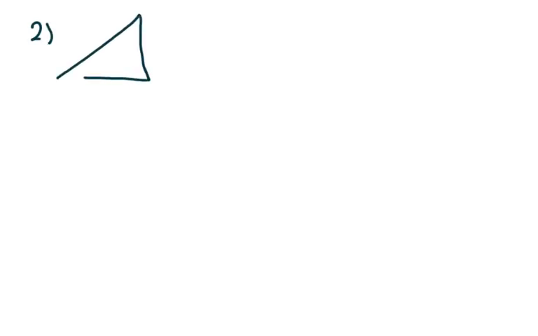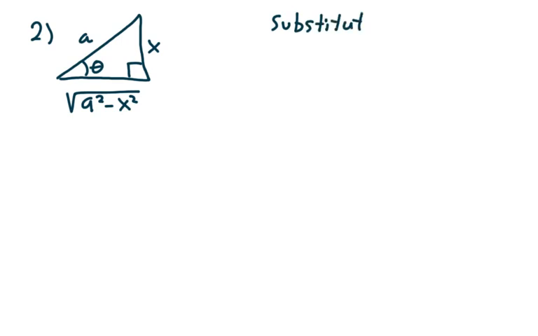Suppose I'm given a right triangle, and this angle is theta, this side is x, and this side is a, so the hypotenuse is a, and the base side is the square root of a squared minus x squared. Now, can x and the square root of a squared minus x squared be switched? Yes, you can definitely do that, and you will get a similar answer. But in this scenario, I want to give you the substitution.